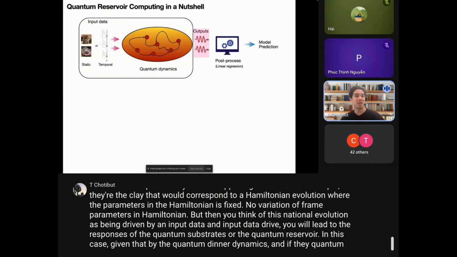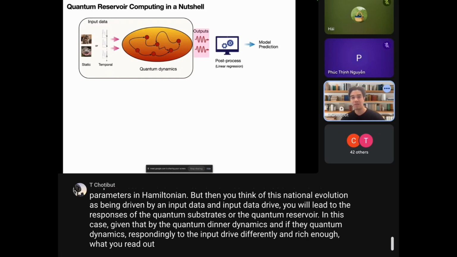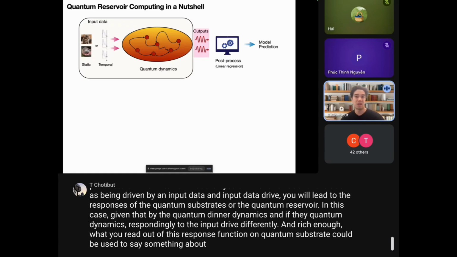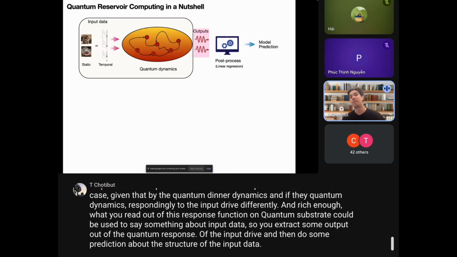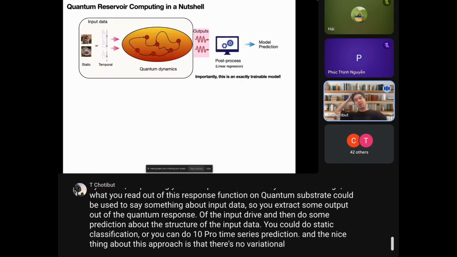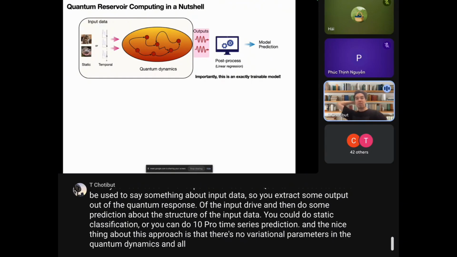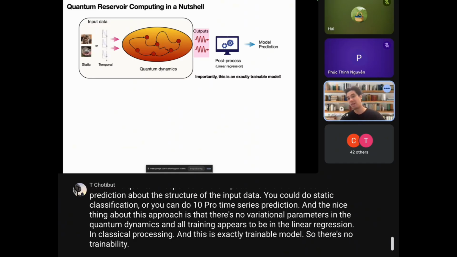And if the quantum dynamics respond to the input drive differently and richly enough, what you read out of this response function on your quantum substrate could be used to say something about the input data. So you extract some output out of the quantum response to the input drive and then do some prediction about the structure of the input data. You could do static classification, or you can do temporal time series prediction. And the nice thing about this approach is that there are no variational parameters in the quantum dynamics, and all training appears to be in the linear regression in classical post-processing. And this is exactly a trainable model. So there's no trainability barrier here.